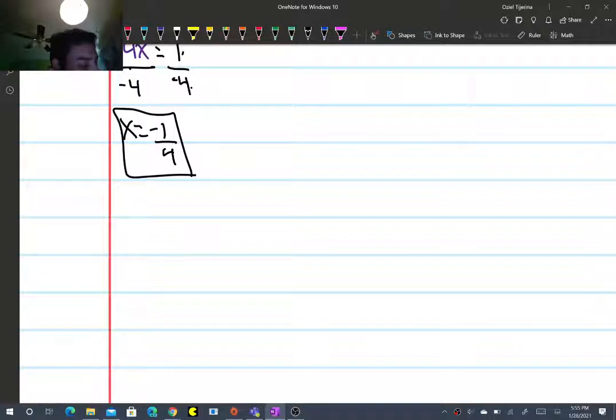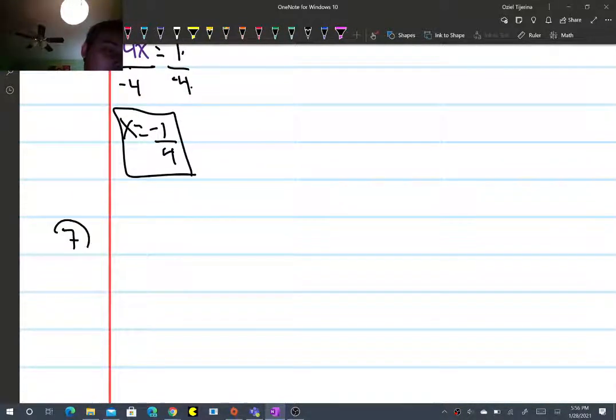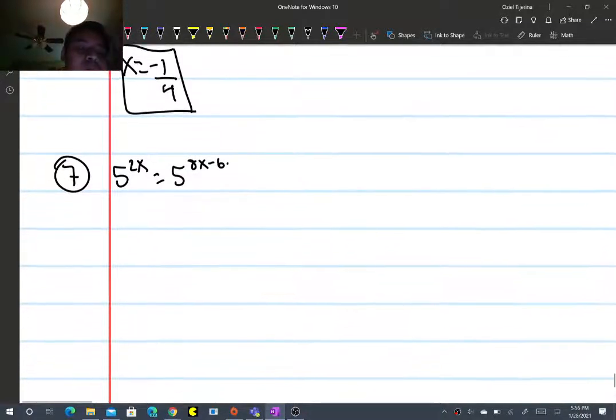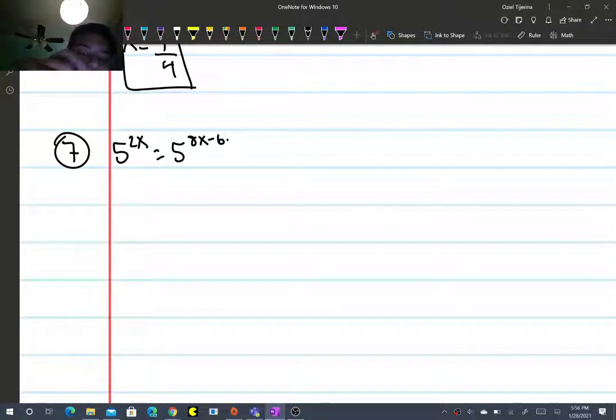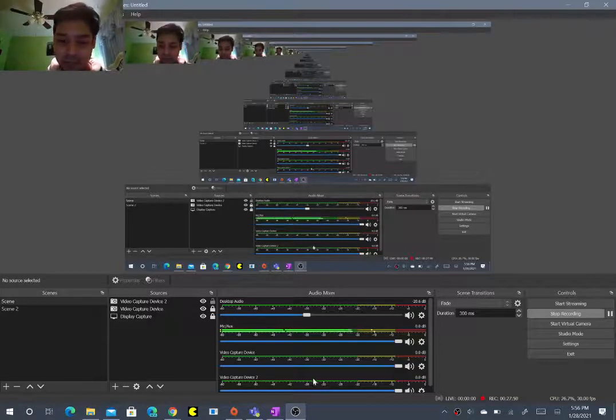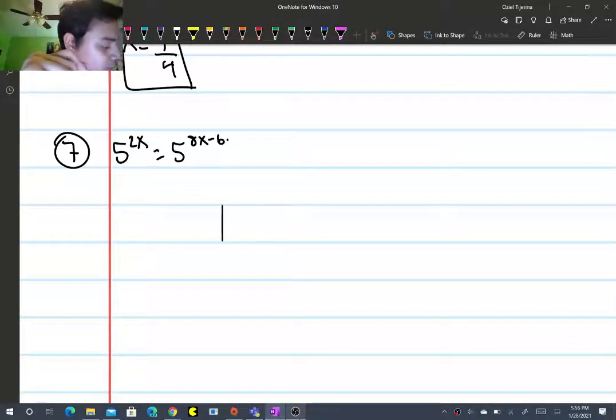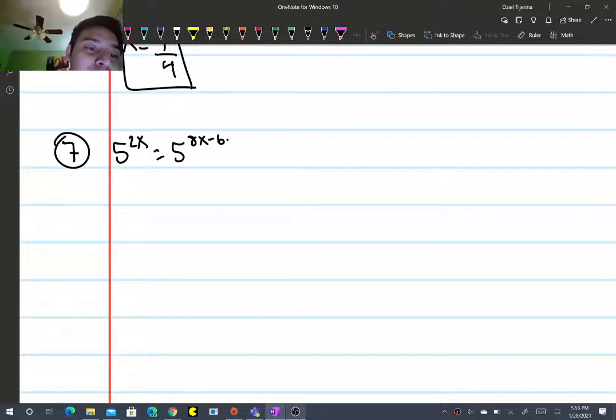Let me go ahead and do the next one. So this is another very easy one. Number 7: 5 to the 2x equals 5 to the 8x minus 6. Okay, this one's not really that difficult. Guys, if you heard any background noise, sorry about that. You're going to do the exact same thing. The bases are the same, so we make the exponents equal.